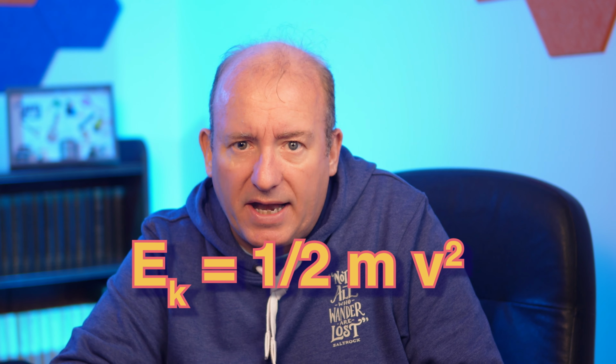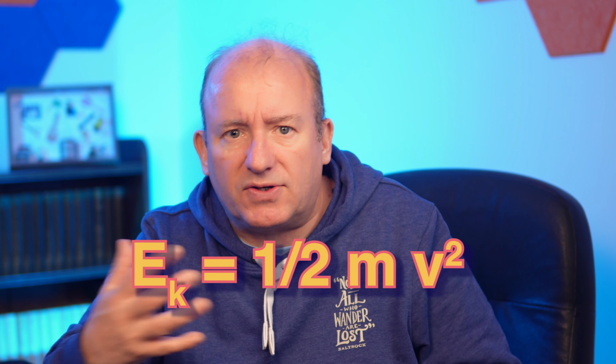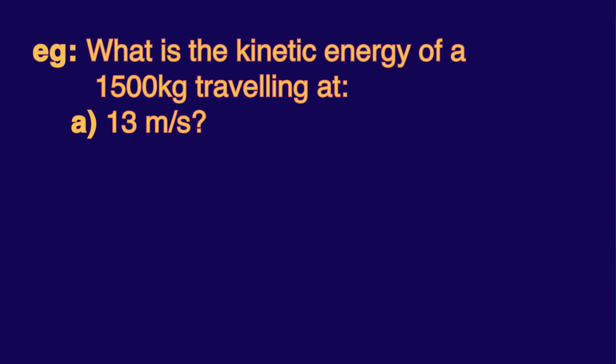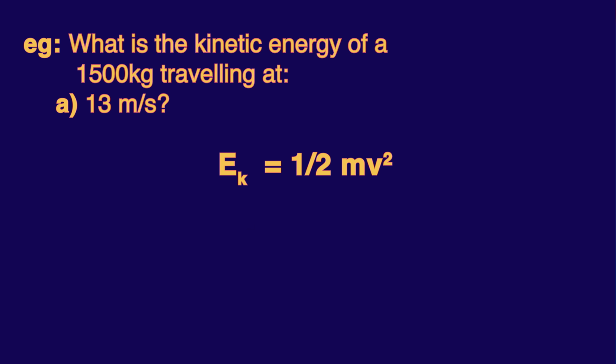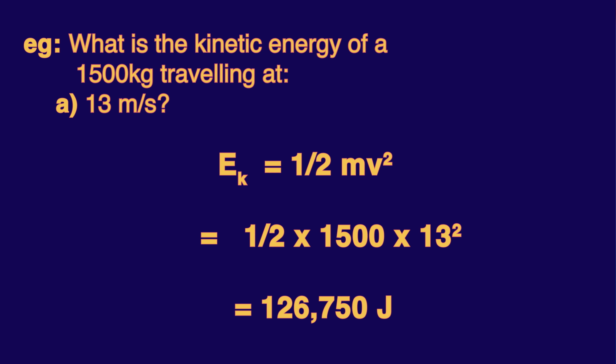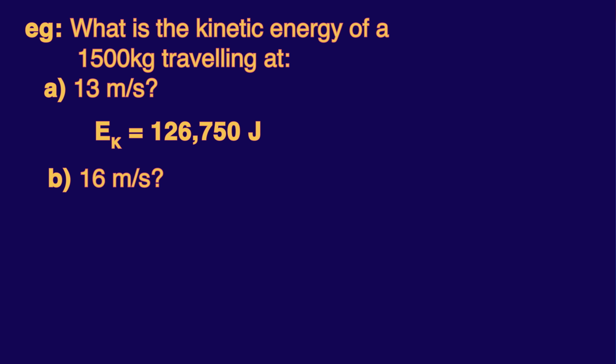In simple form, it looks like this. Ek for kinetic equals half mv squared. Let's look at an example. What is the kinetic energy of a 1500 kilogram car travelling at 13 meters per second, which is approximately 30 miles an hour? Ek equals half mv squared, which equals half times 1500 times 13 squared, which equals 126,750 joules.